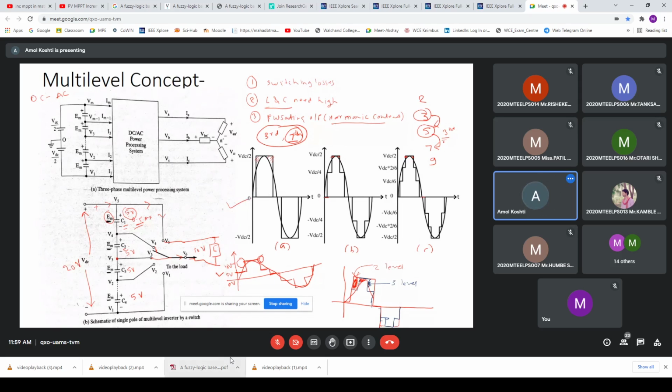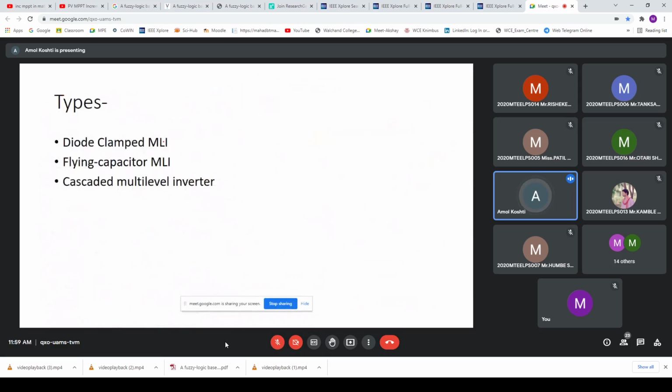So filter designing is purely based on the harmonic content, the unwanted part in this. Unwanted means the harmonic. So based on this, you have to design the filter. Okay, so this is the concept. Now you just understand this concept.